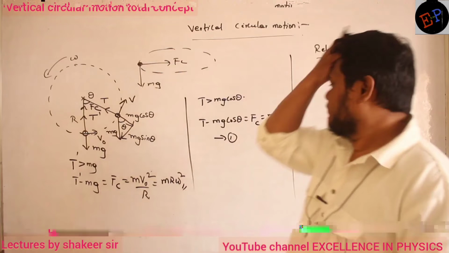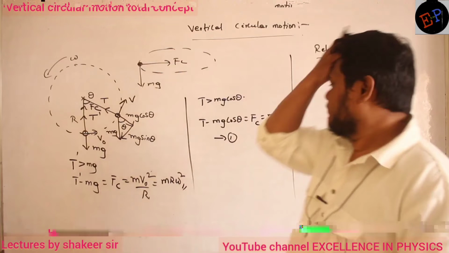Okay, that's it. So this is about velocities at different points and tensions at different points. Very very simple calculation. Vertical circular motion appears like equations are very tough, but actually it is very easy. Once you derive the equations carefully and remember the results, then it will become very very easy. Okay.